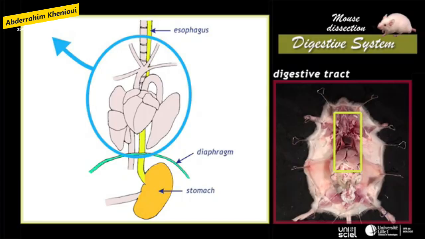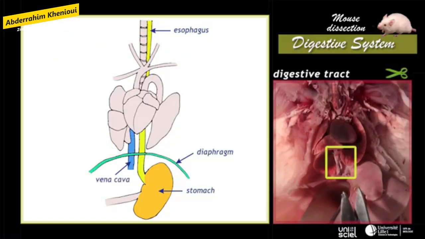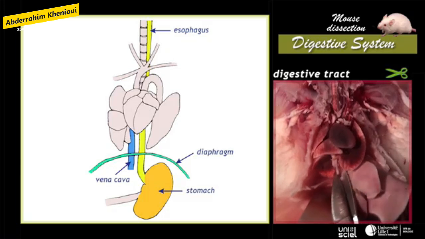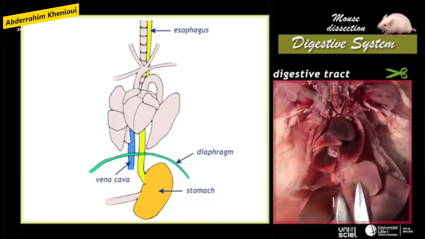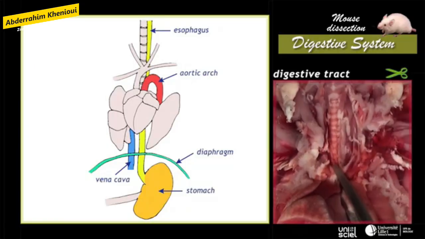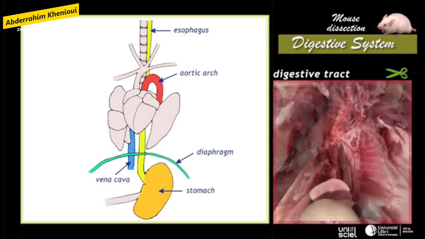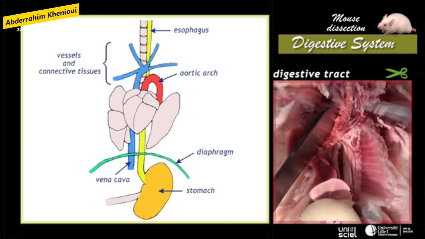To do so, blood vessels have to be cut. The vena cava is cut at the diaphragm level. The aortic arch is severed. Followed by other vessels and connective tissues attached to the trachea and to the cardiorespiratory system.